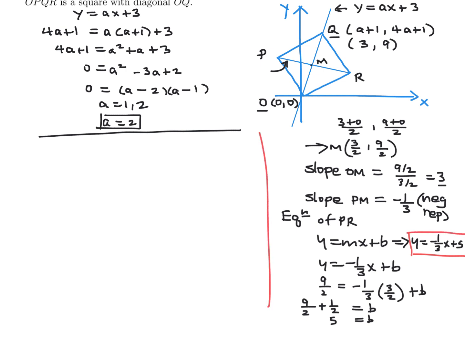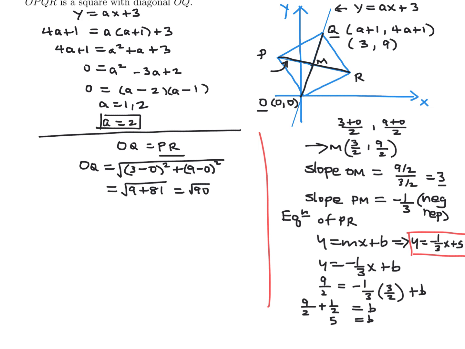And now I think we might be in for the grand finale here. Now, to get the coordinates, we have to compare lengths. So, for example, O to Q, that diagonal is going to be the same as P to R. Those are the diagonals of a square. Now O to Q, we can figure that out pretty quickly. Using the distance formula, 3 minus 0 squared plus 9 minus 0 squared under the square root sign. So that's 9 plus 81, so that's root 90. Okay, so that means this is root 90.